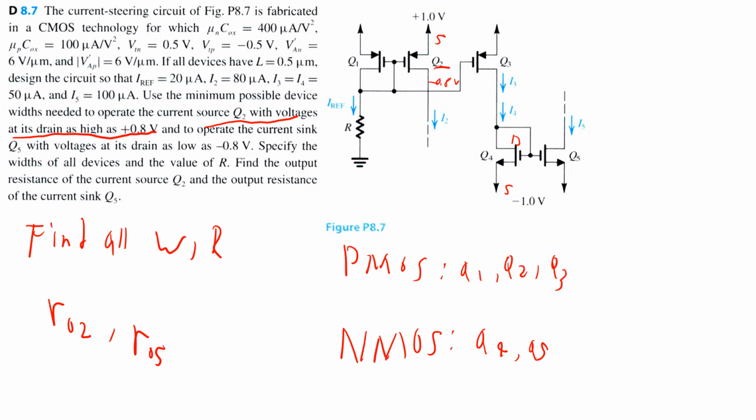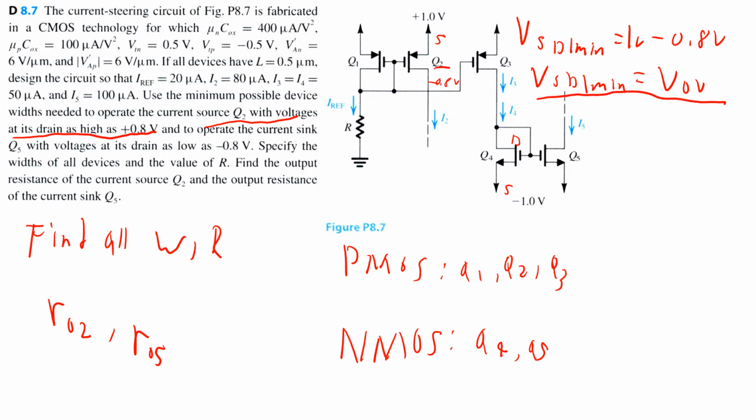So what does this tell us? Well, that means that the minimum voltage from source to drain would be 1 volt minus 0.8 volts. This is the smallest that the voltage across the source and drain can get. We also know that in order for a transistor to operate in saturation, the minimum voltage from source to drain across the PMOS is equal to the overdrive voltage. And this will help us with our first calculation. Let's keep going.